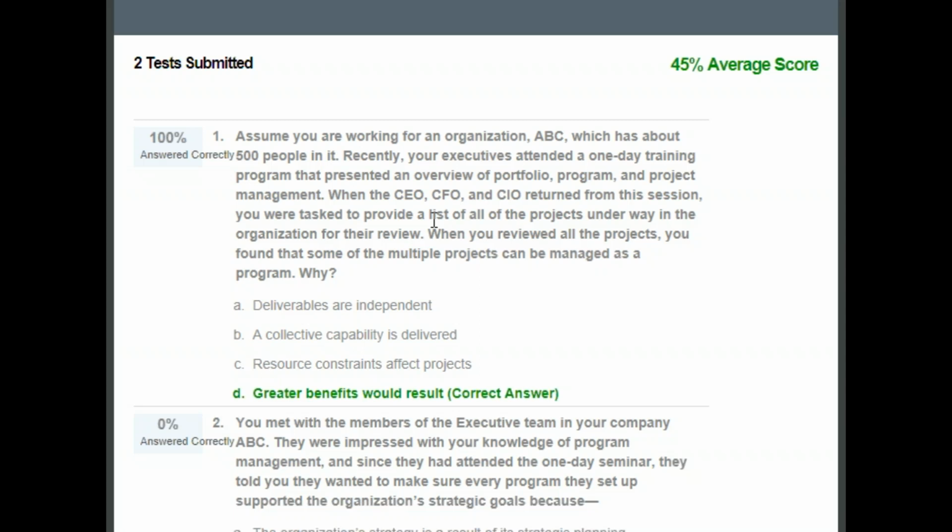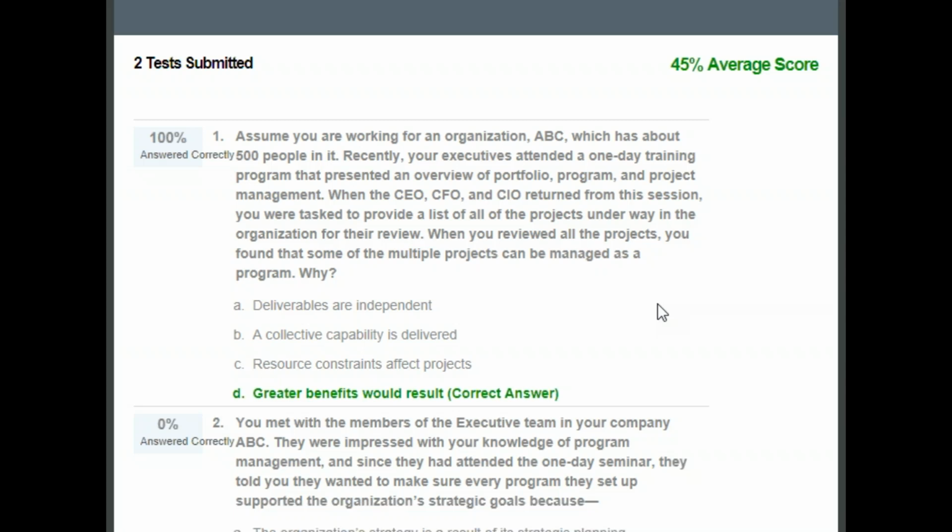Assume you are working for an organization ABC which has about 500 people in it. Recently, your executives attended a one-day training program that presented an overview of the portfolio, program and project management. When the CEO, CFO, and CIO returned from the session, you were tasked to provide a list of all of the projects underway in the organization for their review. When you reviewed all the projects, you found that some of the multiple projects can be managed as a program. Why?